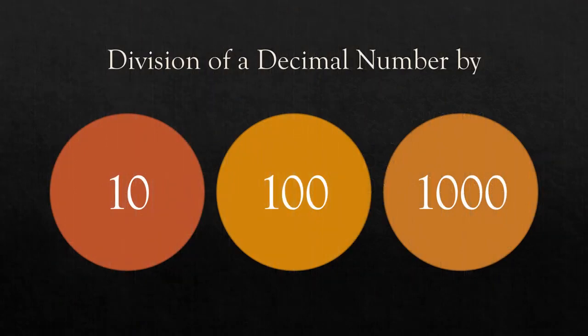In this chapter our topic is division of a decimal number by 10, 100 and 1000. One thing I want to mention before we start is that in order to divide a decimal number by 10, 100 and 1000, we just shift the decimal point in the quotient to the left by as many places as there are zeros in the divisor. Let us study division of a decimal number by 10.